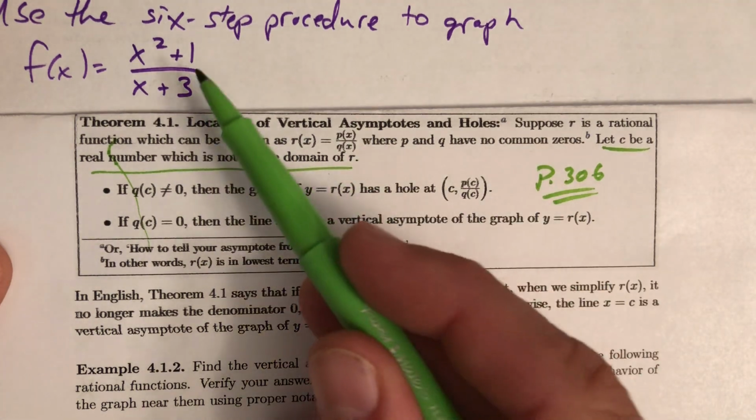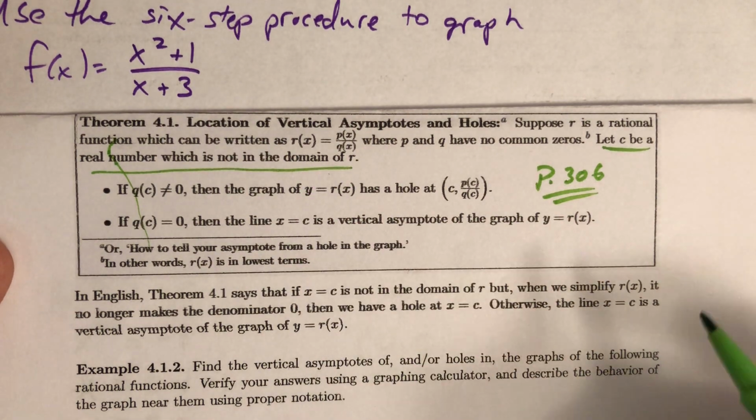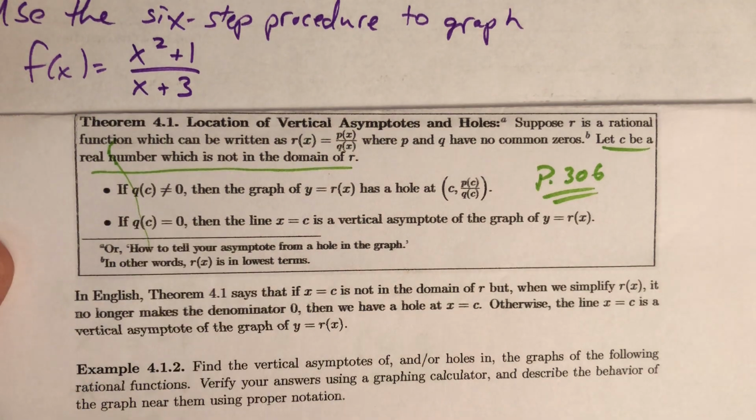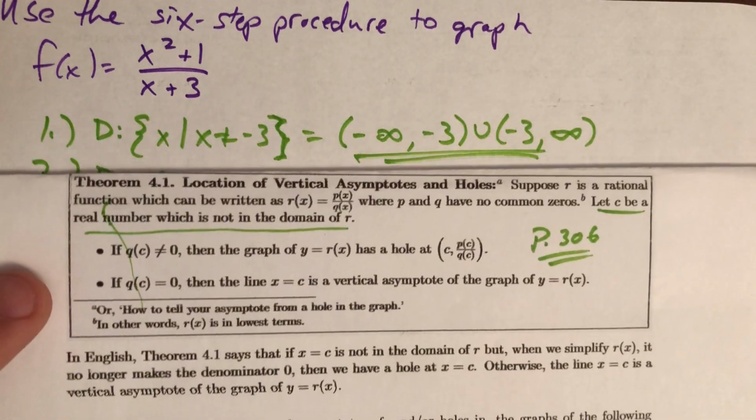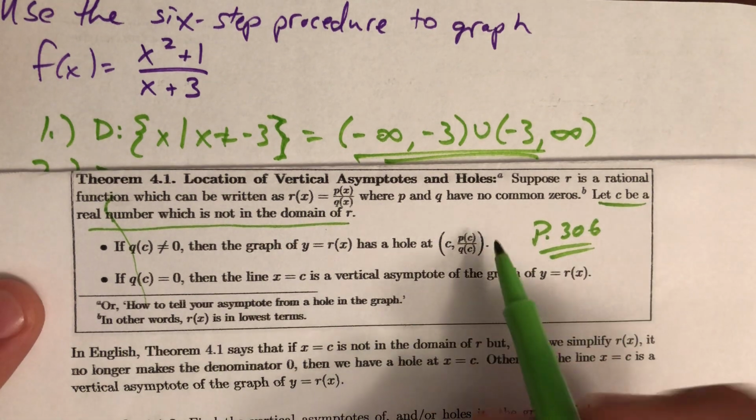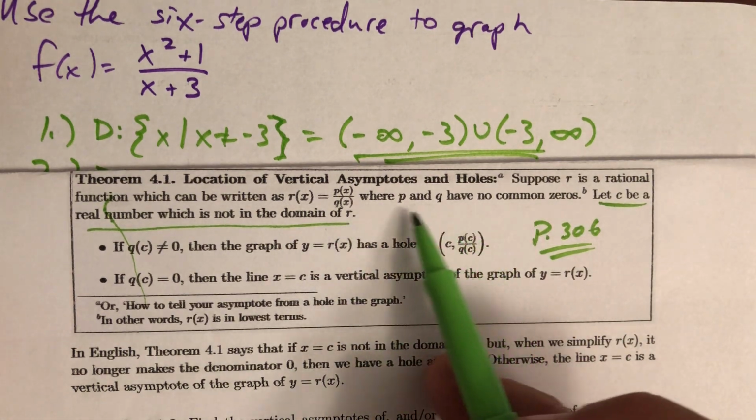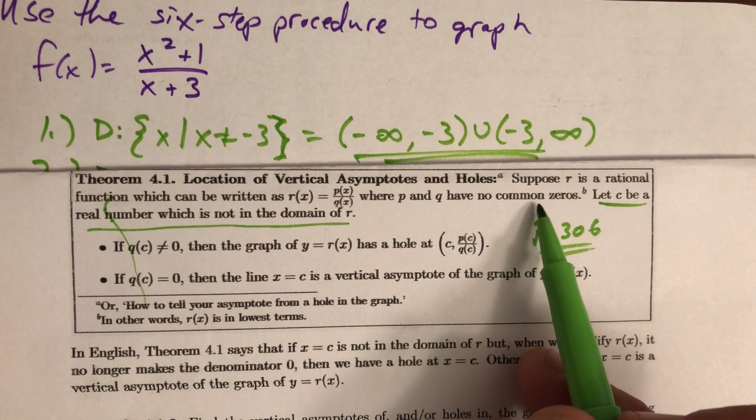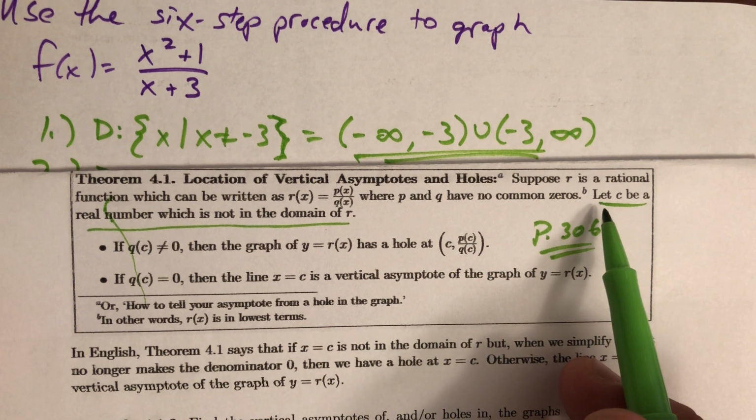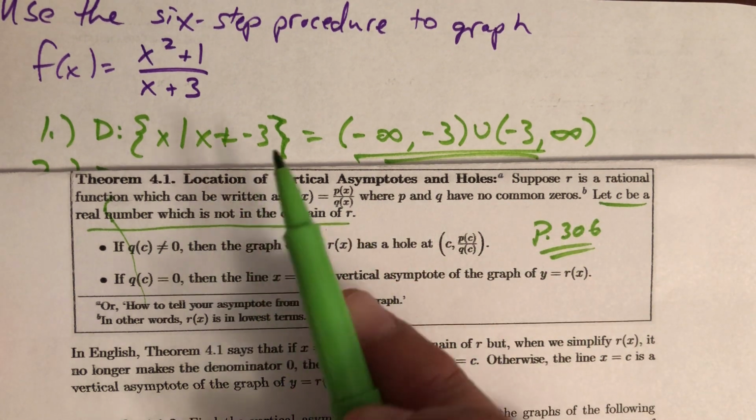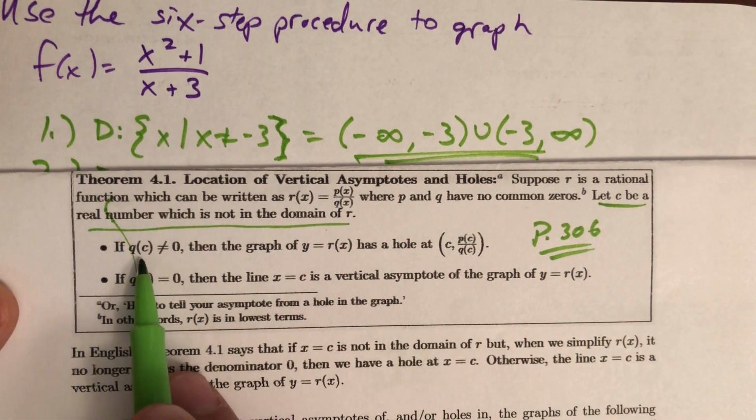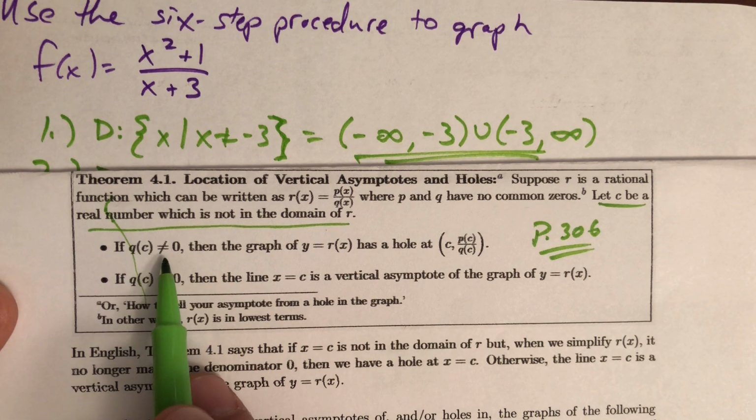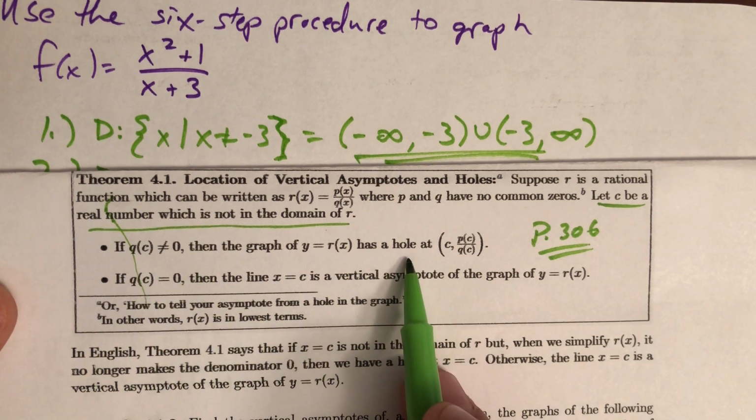In our case here, our c value is -3, right? Because that was our domain, everything except for -3. That was our first step there, right? So just satisfying the theorem here, our function is reduced, it's got no common zeros. We've got a number that's not in the domain, so -3 is not in the domain. Okay, so if our denominator is not 0 at -3, then that's a hole.